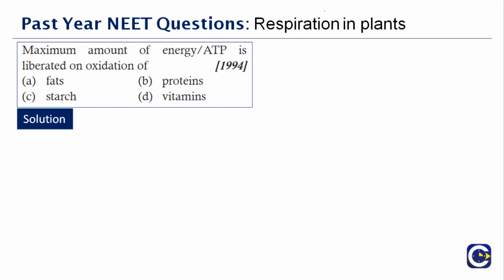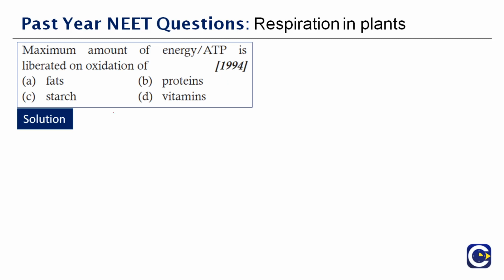Proteins, vitamins, starch, of course, when it is referring to a plant cell, it is okay. But predominantly, for the maximum amount of energy or ATP liberated by oxidation, when you come to proteins and vitamins, we don't take them in high quantity. If you remember, vitamins and all are taken in trace amounts, right? So, fats are used as respiratory substrates by a number of organisms.